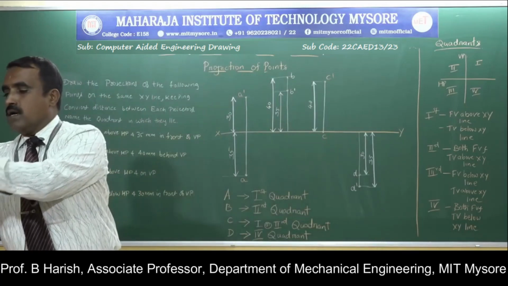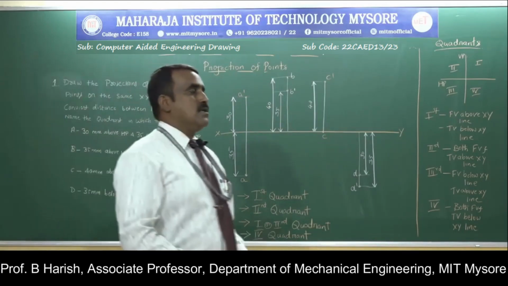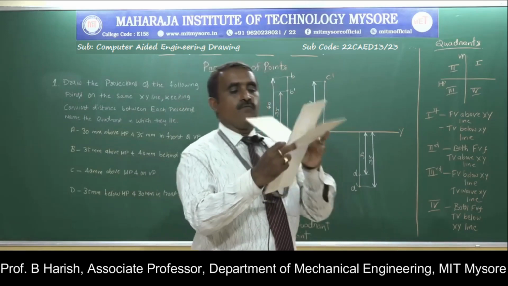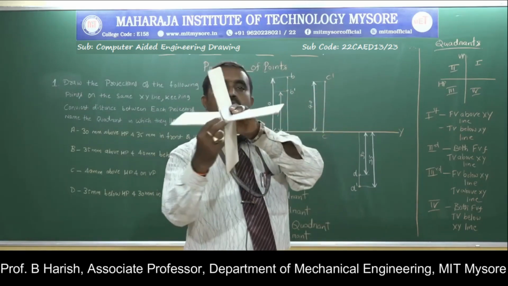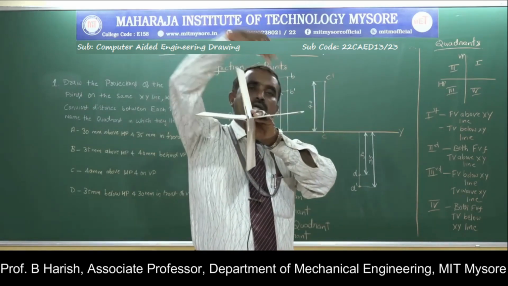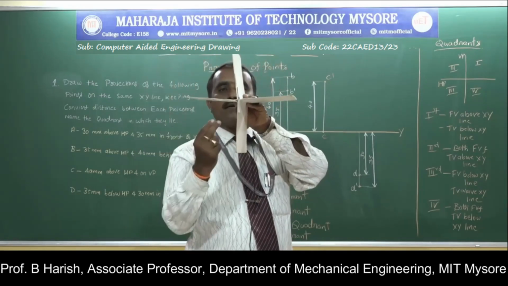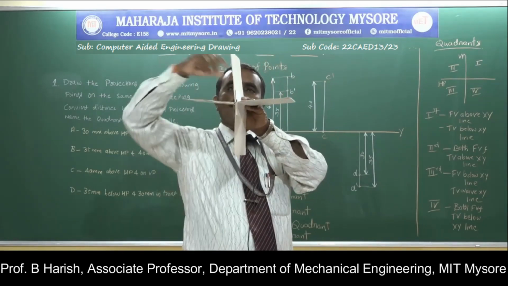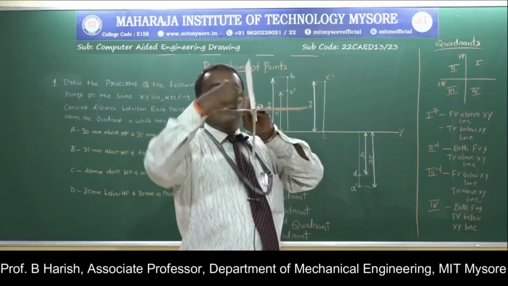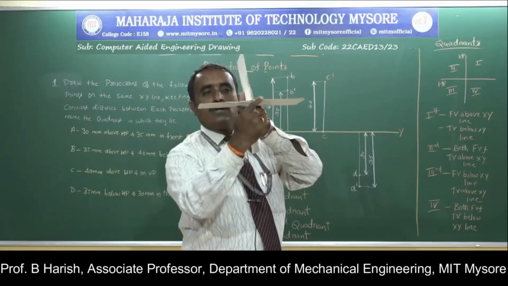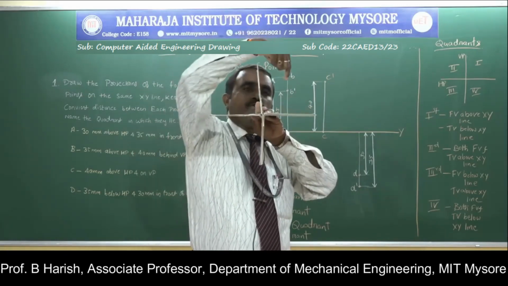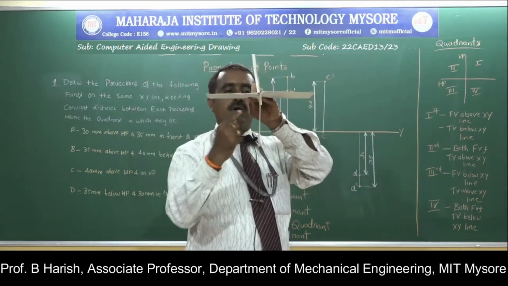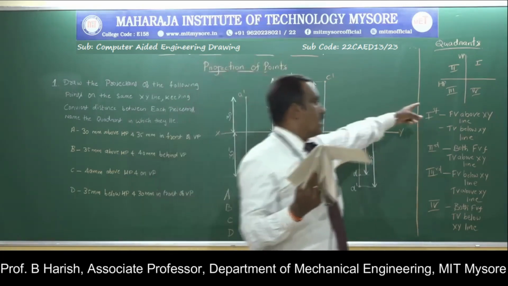In case of projection of points, a point can be placed in all the 4 quadrants. This is how our quadrants will be: the first quadrant, second, third and fourth. This is the horizontal plane, this is the vertical plane. So first quadrant, second quadrant, third quadrant and fourth quadrant, that is what is written here.